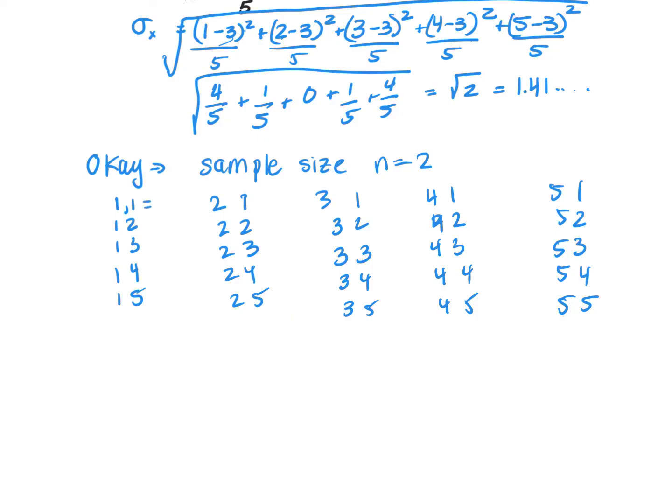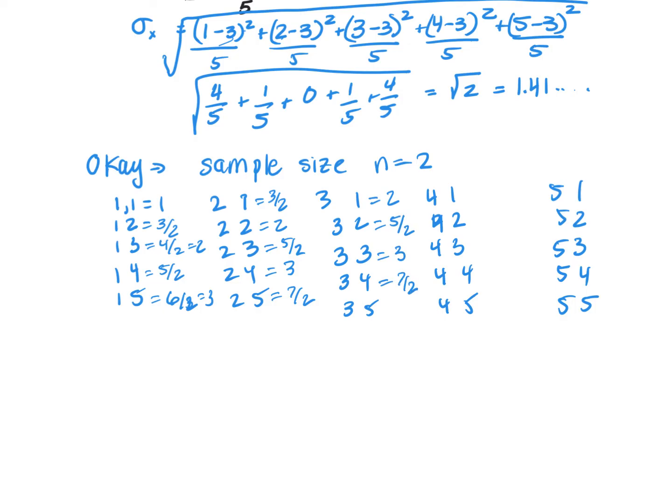I'm going to take the average of those. 2 divided by 2 is 1. This is 3 halves. This is 4 halves, which is 2. This is 5 halves. This is 6 halves, which is 3. Sorry, this is 3 halves. This is 2. 5 halves. 3. 7 halves. 2. Looking at averages. 5 halves. 3. 7 halves. 4. 5 halves.